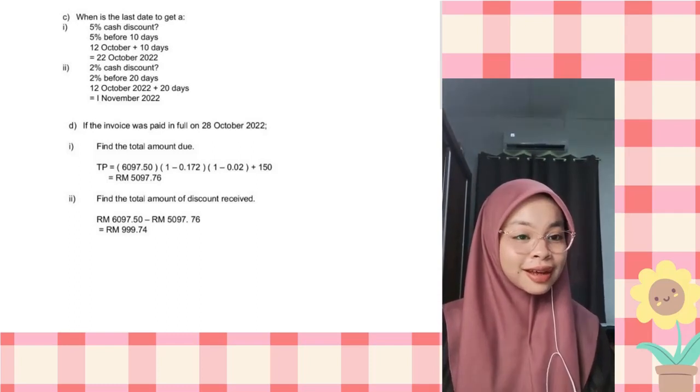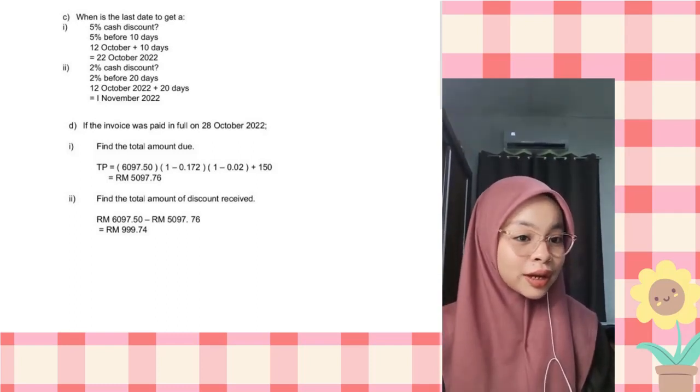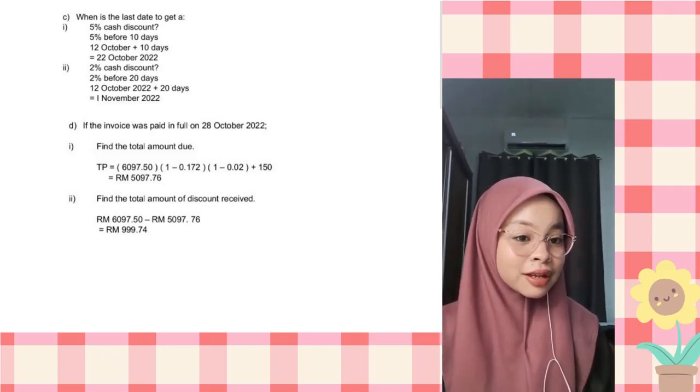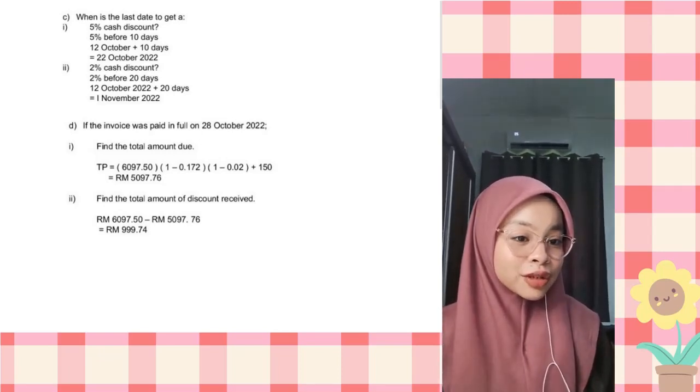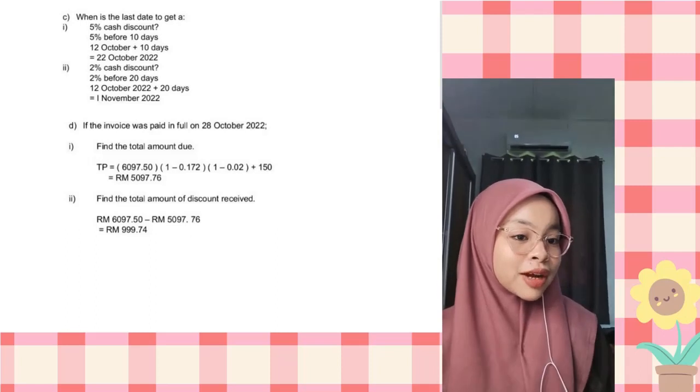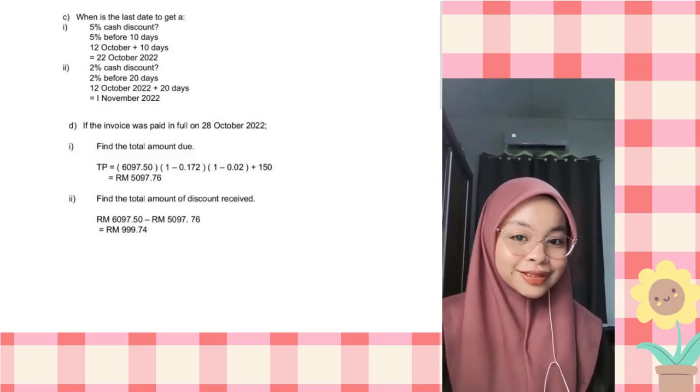For chapter 7, Trade and Cash Discount, I will be presenting questions C and D. For question C, they ask when is the last day to get a 5% cash discount and a 2% cash discount. For question D, if the invoice was paid in full on 28 October 2022, find the total amount due and find the total amount of discount received.